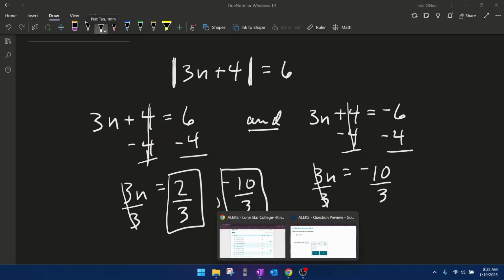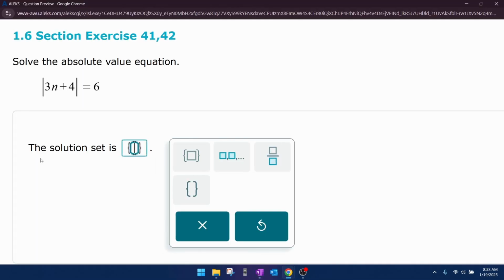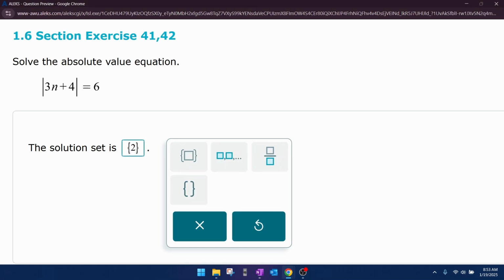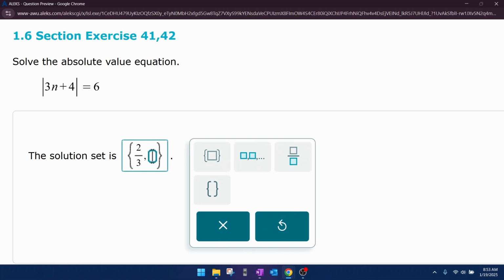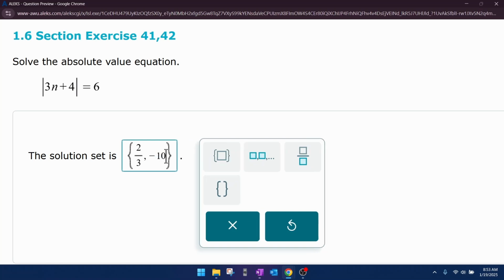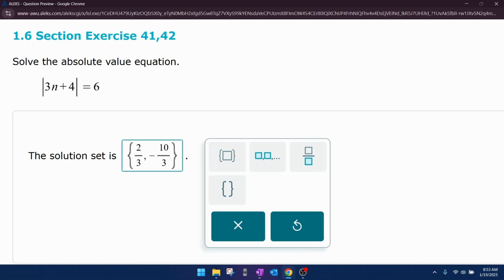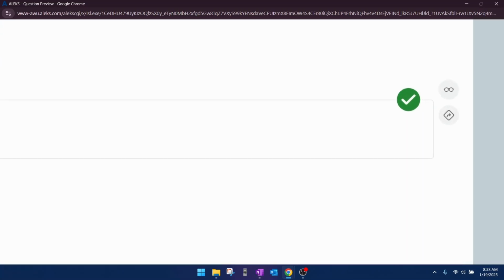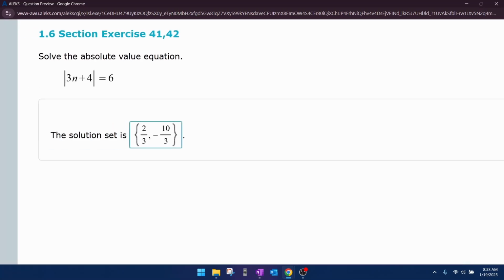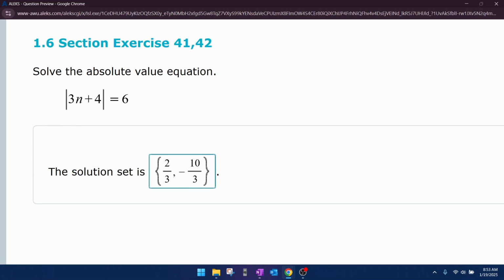Going back to ALEKS, since it does say the solution set, we're going to need to use the braces. All right, so entering our solutions, we have 2/3. Don't forget to move over out of the denominator before you put the comma. And then our second solution was -10/3. And I'm going to have to scrunch it to check it and prove that I'm right. So we got the green check, and that's it for this problem.